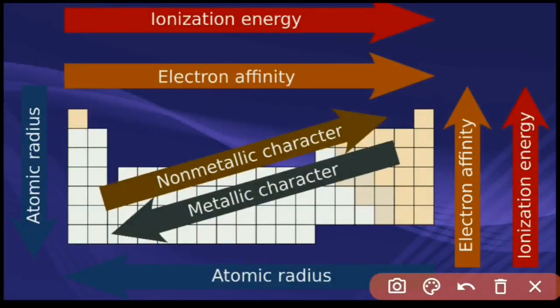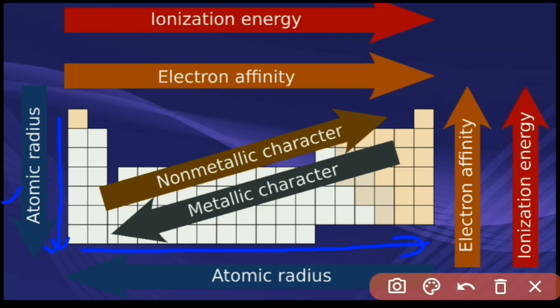Let's summarize the periodicity of all properties of the periodic table. First, atomic radius. Atomic radius in a group increases when we move from top to bottom due to the number of shells increasing, but in a period atomic radius decreases due to increasing effective nuclear charge, and then the attraction force between the nucleus and valence shell electrons increases, therefore size decreases when we move from left to right.